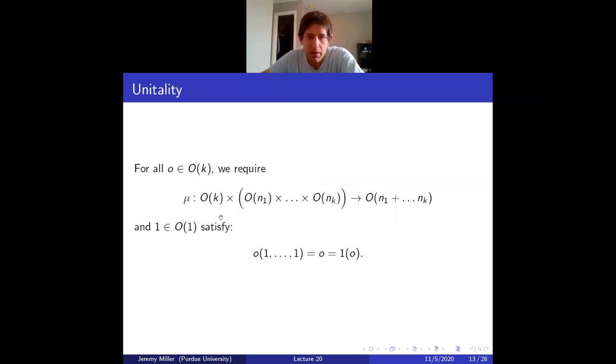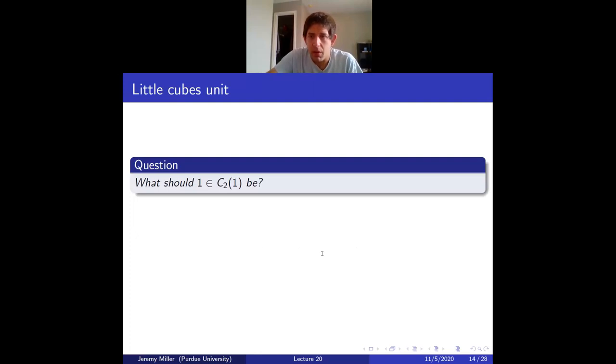Okay, and then the unitality says basically, you plug in the unit. Either way, it doesn't do anything. So if you evaluate O on k copies of the unit, you get out O again. Or if you evaluate the unit on O, you get out O. So, what should the unit be? That's what the unit should be. In the case of cubes, it's just one big cube.